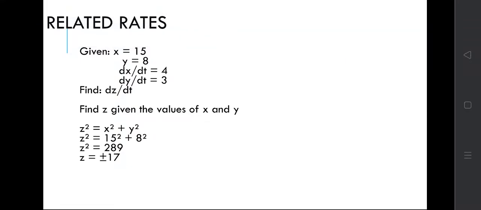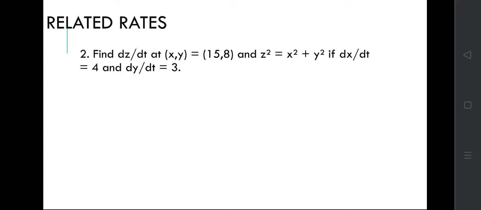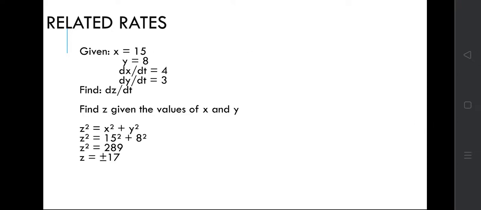So, ang given daw dito, x is equal to 15, y is equal to 8, dx over dt is 4, dy over dt is 3. Ang kailangan natin mahanap is yung dz over dt. Diba may x, may y, may dx over dt, may dy over dt. So, kailangan natin, para mahanap yung dz over dt, kailangan natin ng z. Find z given the values of x and y.